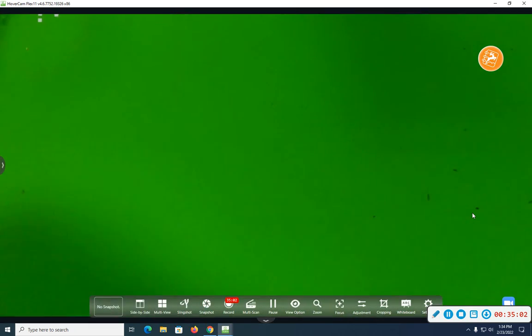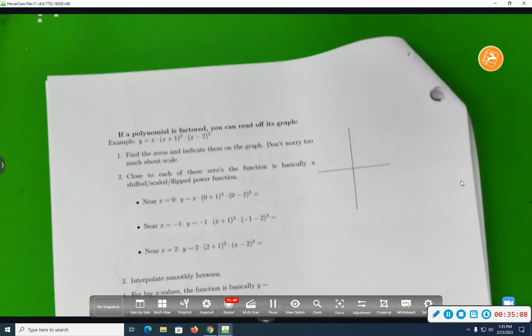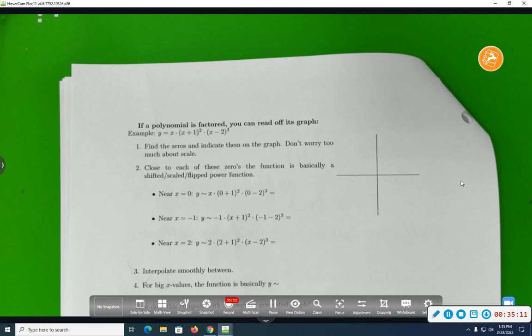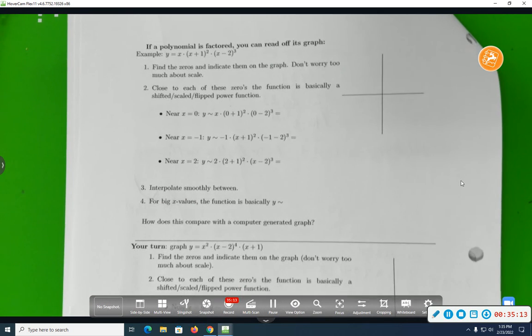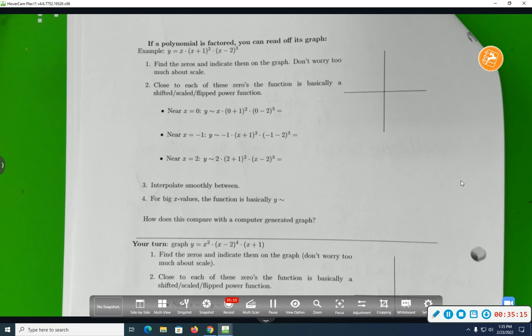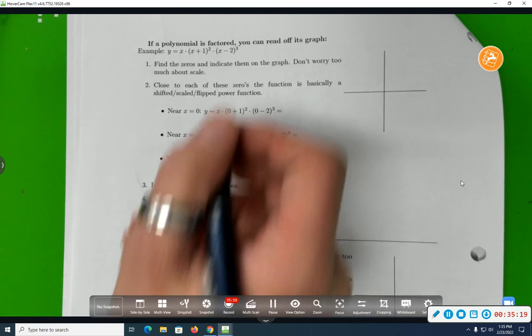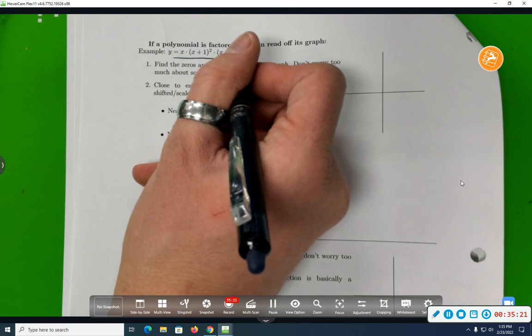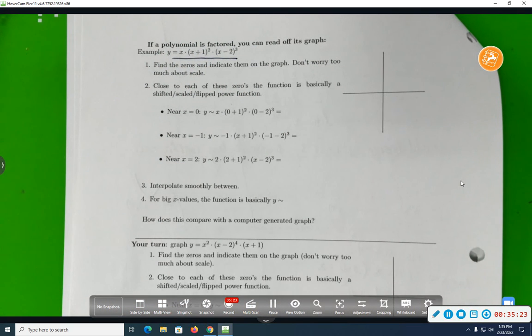I want to use this to do some graphing by hand, which we will then check via machine. If a polynomial is factored, you can read off its graph. So let's try to graph some polynomials. I will first try to graph this polynomial: y equals x times x plus 1 squared times x minus 2 cubed.